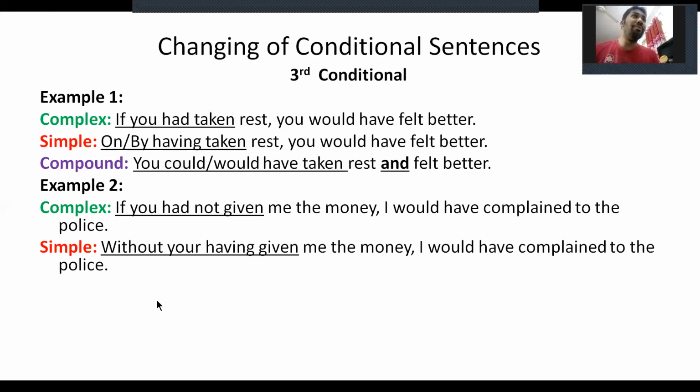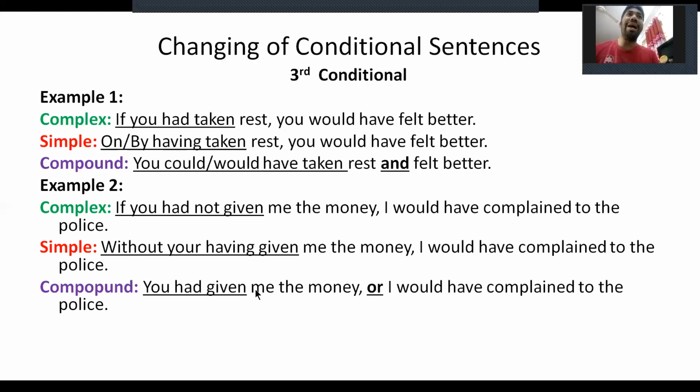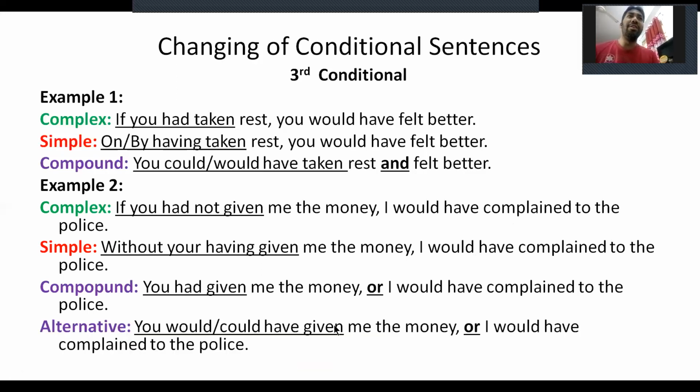So the compound one would read like this: you had given me the money, or I would have complained to the police. You can also use would have or could have alternatively, like this: you would or could have given me the money, or I would have complained to the police. But this one gives the meaning better than the last one. So, you had given me the money, or I would have complained to the police.